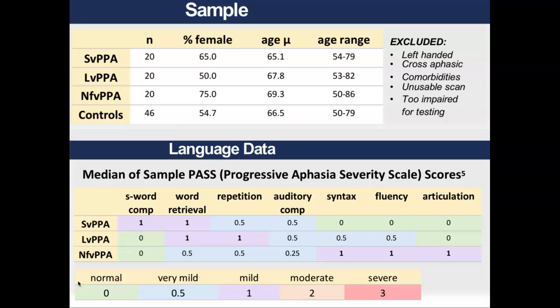We obtained a balanced PPA sample of 20 individuals per variant, and for more information about the sample demographics and exclusion criteria, please review this sample section. Shown in the language data section are the scores obtained using the Progressive Aphasia Severity Scale. You can see here that our patient sample consists of patients that are in the early stages of the syndrome, and that the three variants have relatively disparate language deficits.